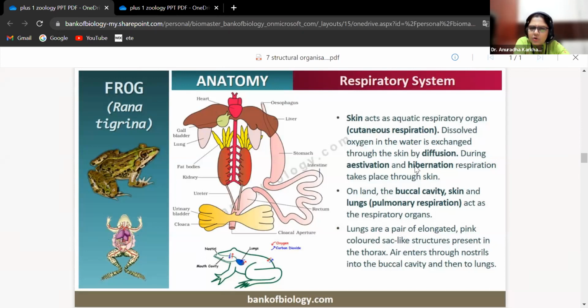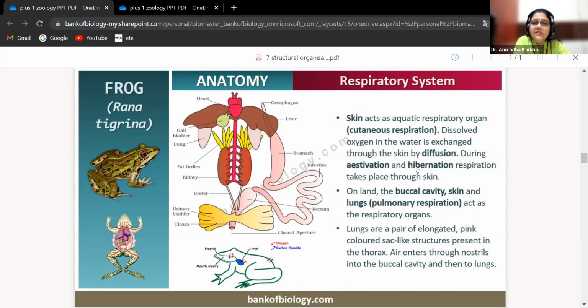So practically there will be sleeping बोलते हैं हम लोग. So without any activity, they would just lay down over there. So that time diffusion of gases would take place as it was taking place in Earthworm. On land, means when they are active, the buccal cavity, skin and lungs act as a respiratory organ. So they have got lungs also.